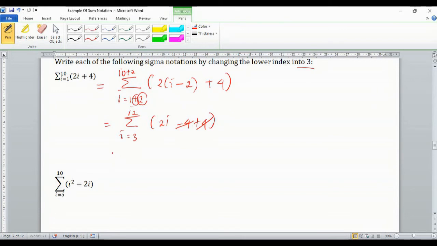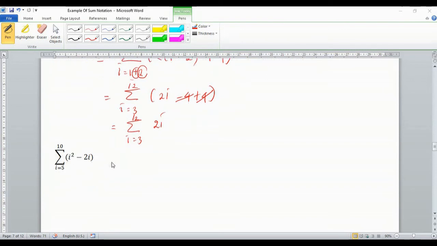So the sigma is equal with the lower index i equals 3, and then the upper 12, then the general term is 2i, everyone. The equation is still the same. You need to change the lower index to 3. Okay, so from here we have i equals 5. Sorry, we have i equals 5 until the upper limit is 10, with the general term i squared minus 2i.